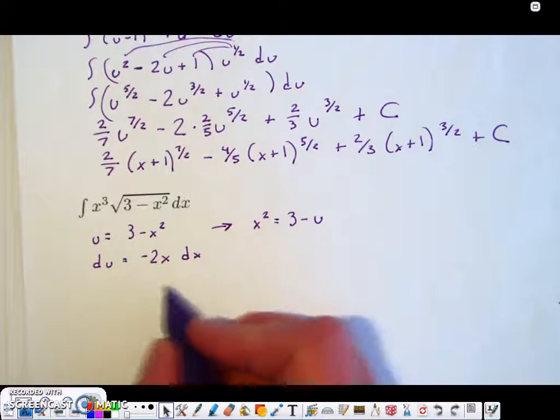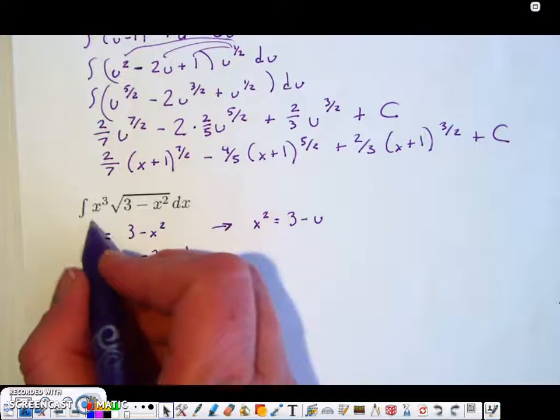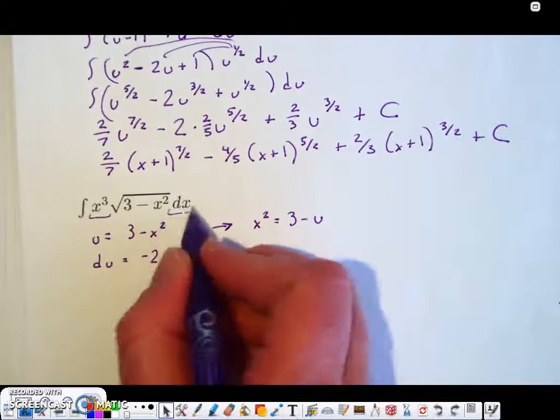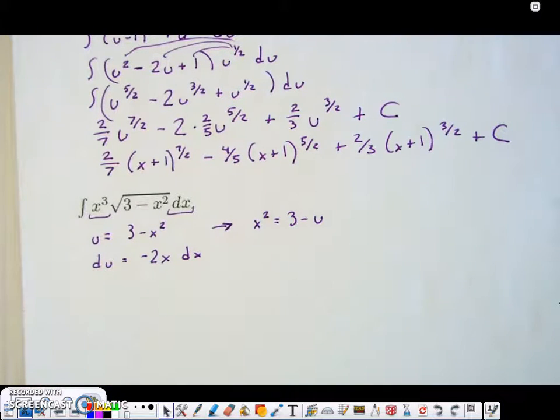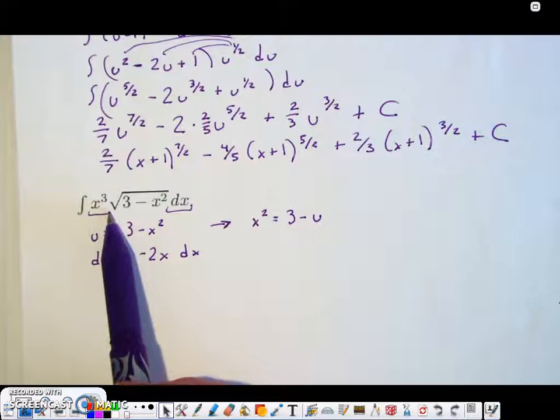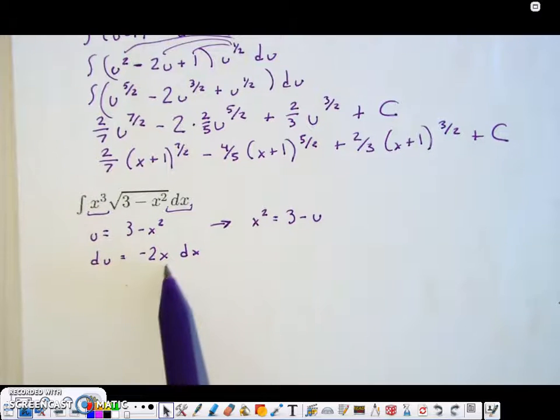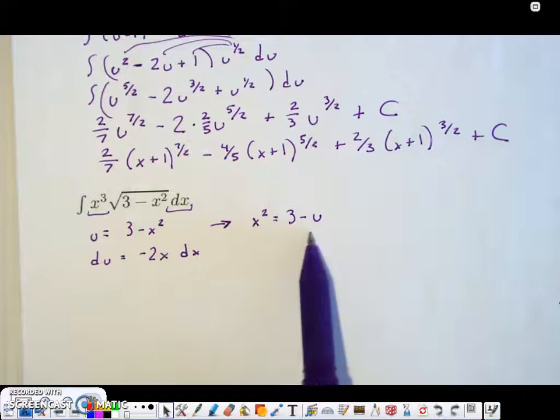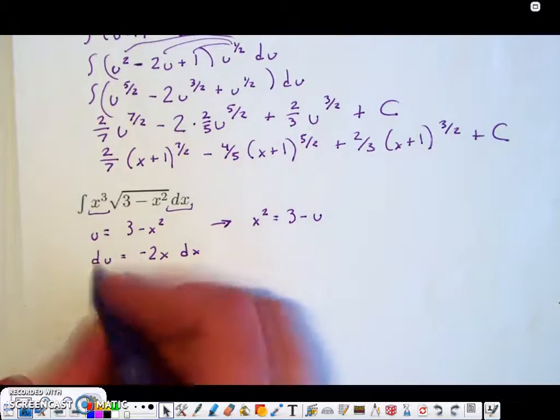Okay, because when I look, I'd like to have my du. So what I'm going to do, and again, you can solve all the way for x and all the way for dx and substitute it in and things will cancel and make it look nice for you. But you can also pull things apart. So I can make this x cubed into an x times x squared so that I can use the x part as part of my du, and the x squared I can substitute in 3 minus u, and that'll actually make this easier. So I'm going to try that.